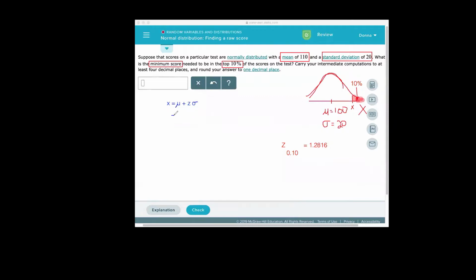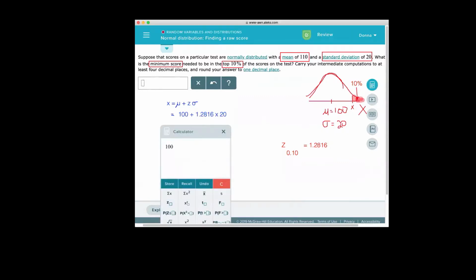When we substitute in those values, we get mu was 100, plus z, which was 1.2816, times our standard deviation of 20. So we'll substitute that value into the Alex calculator. So we have 100. By the way, I cleared that value out. Let me hit undo. I really could leave all those decimal places if I wanted to, but I'll go ahead and just change those last guys there to a 6.